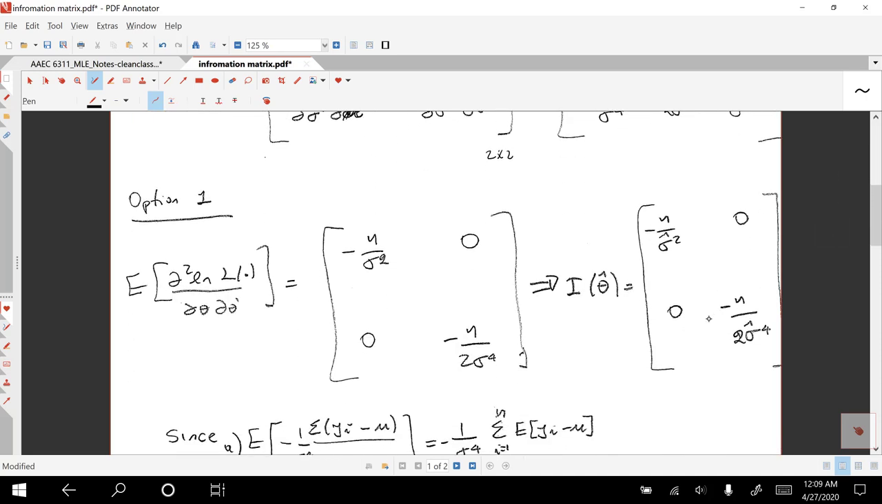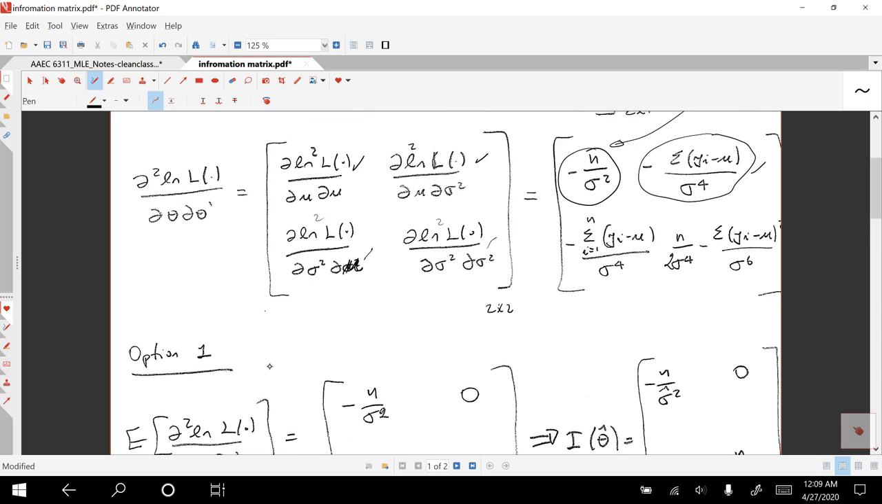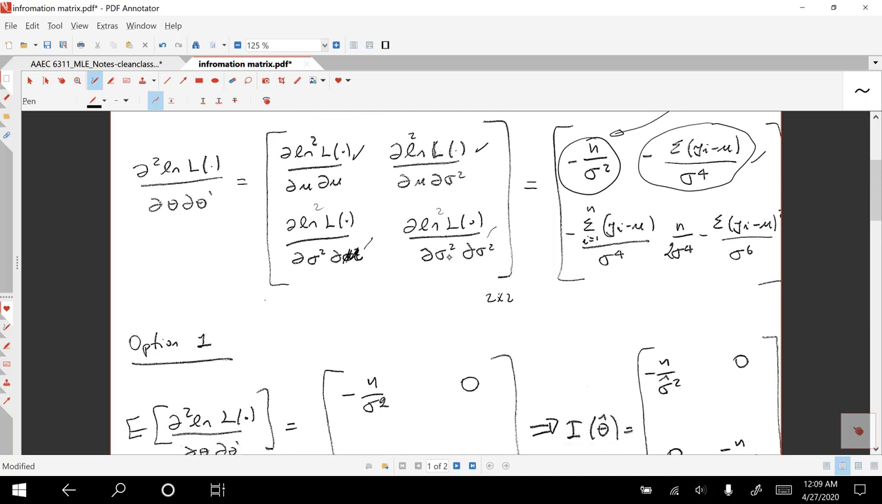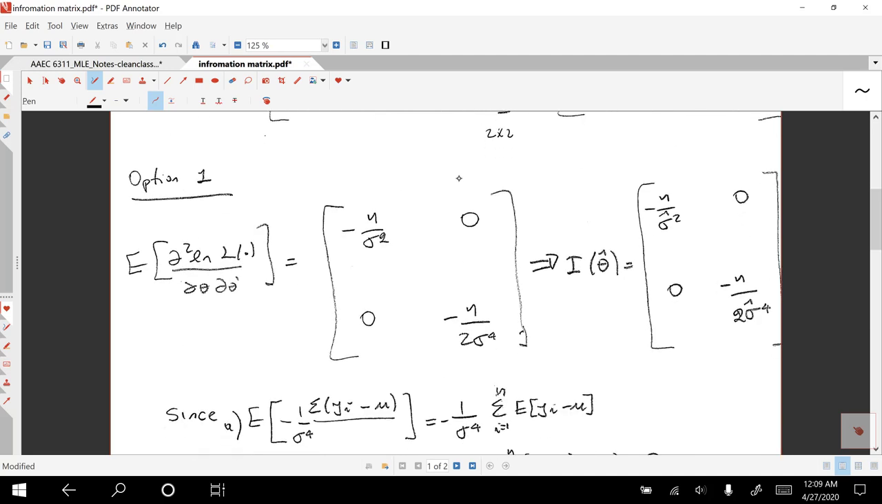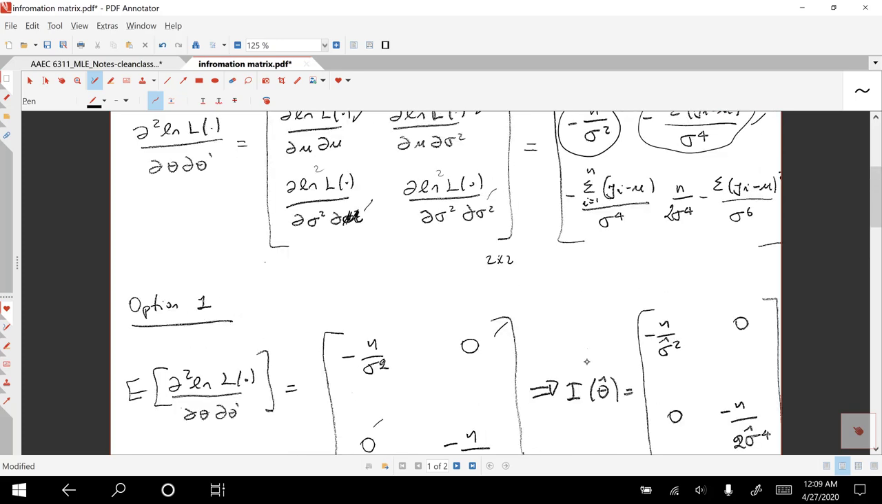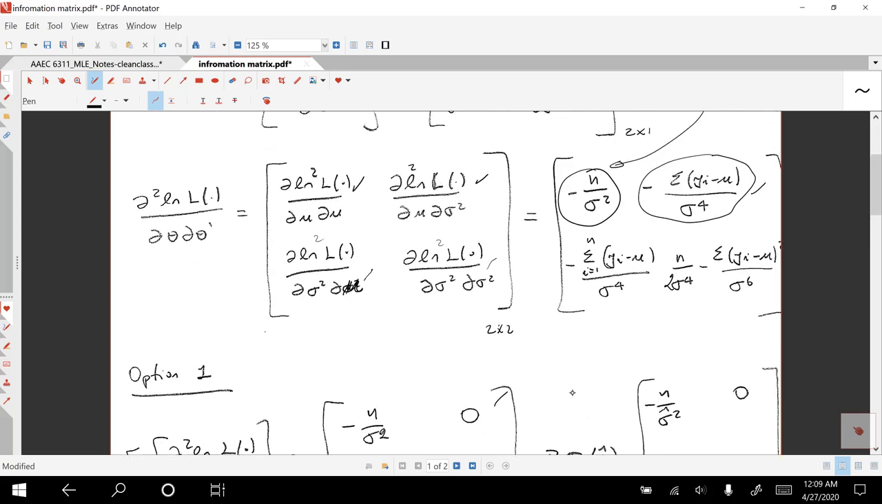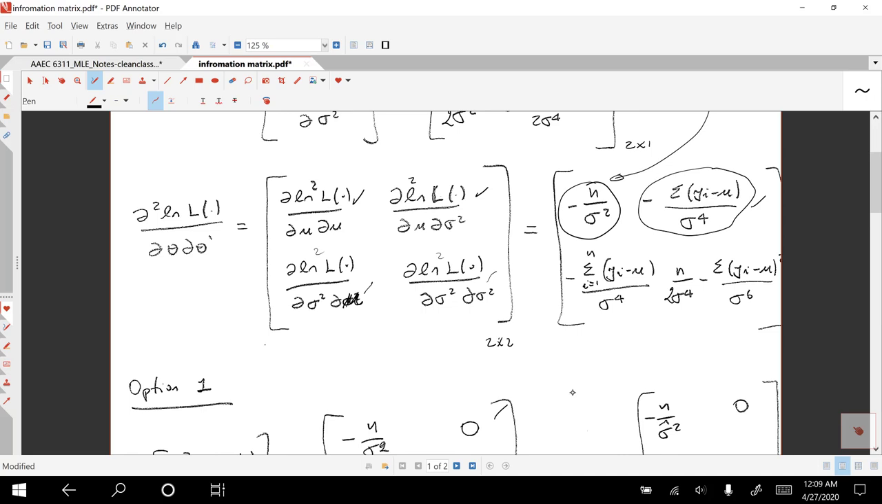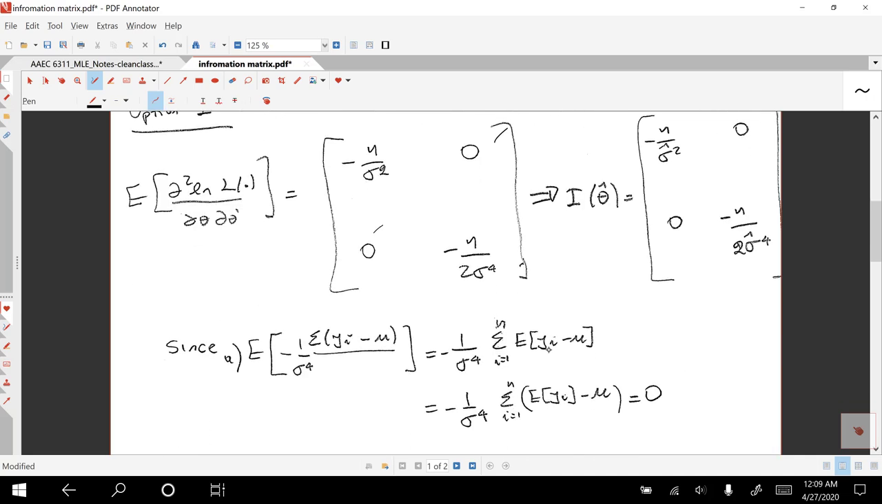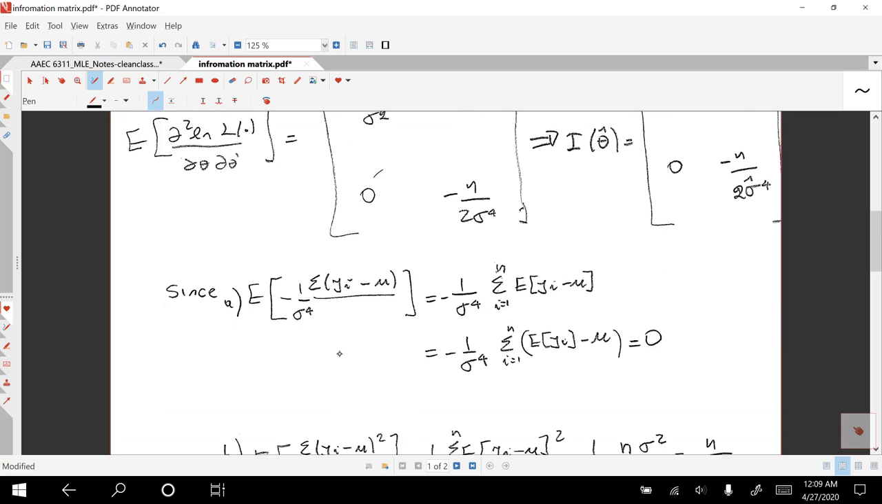And now remember, for the first option, what we do is we need to take the expected value of this matrix of second derivatives. If we do that, then what we're going to end up with is n over sigma squared. So this off-diagonal element becomes 0. And notice here this is a symmetric matrix, so these two terms are going to be the same.